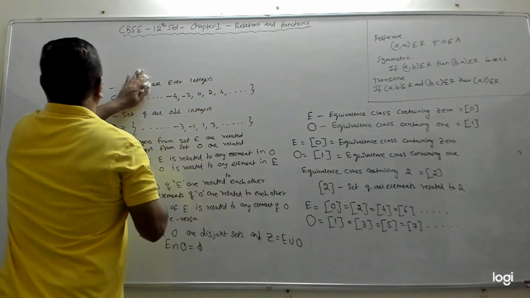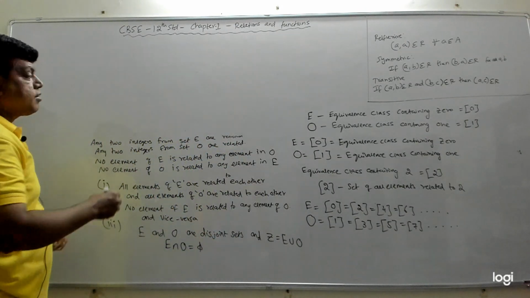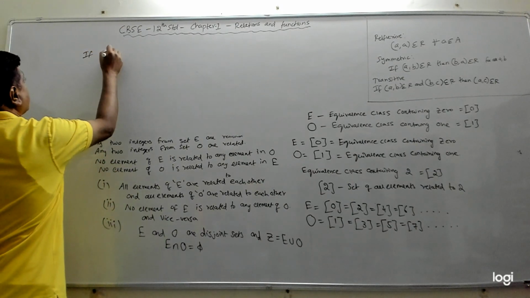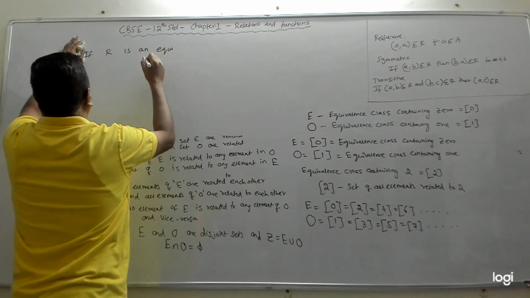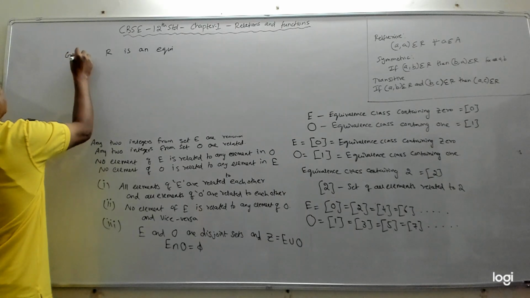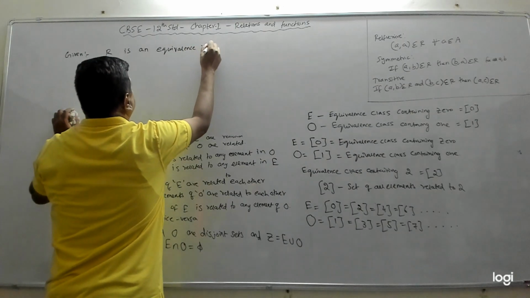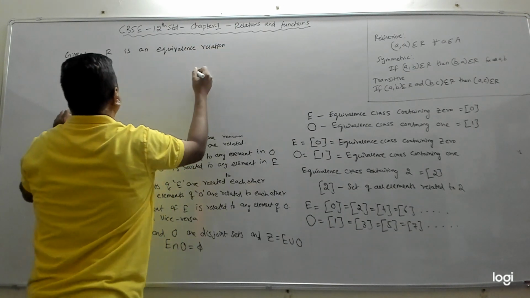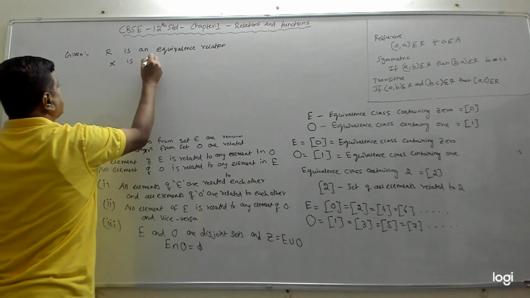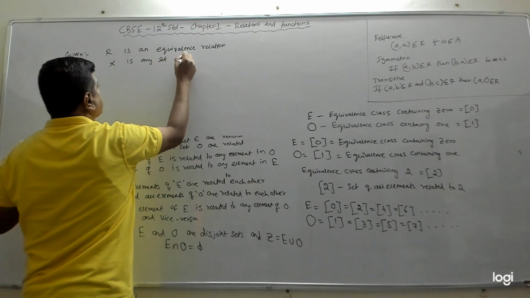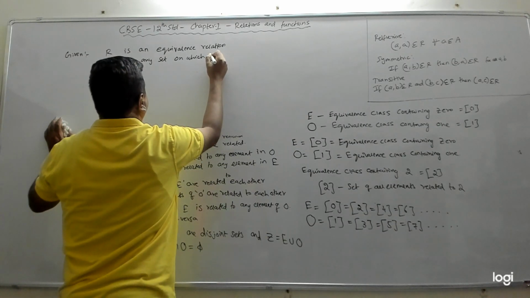Pausing the video, I'm erasing. So suppose R is an equivalence relation, and suppose X is any set on which a relation R is defined.